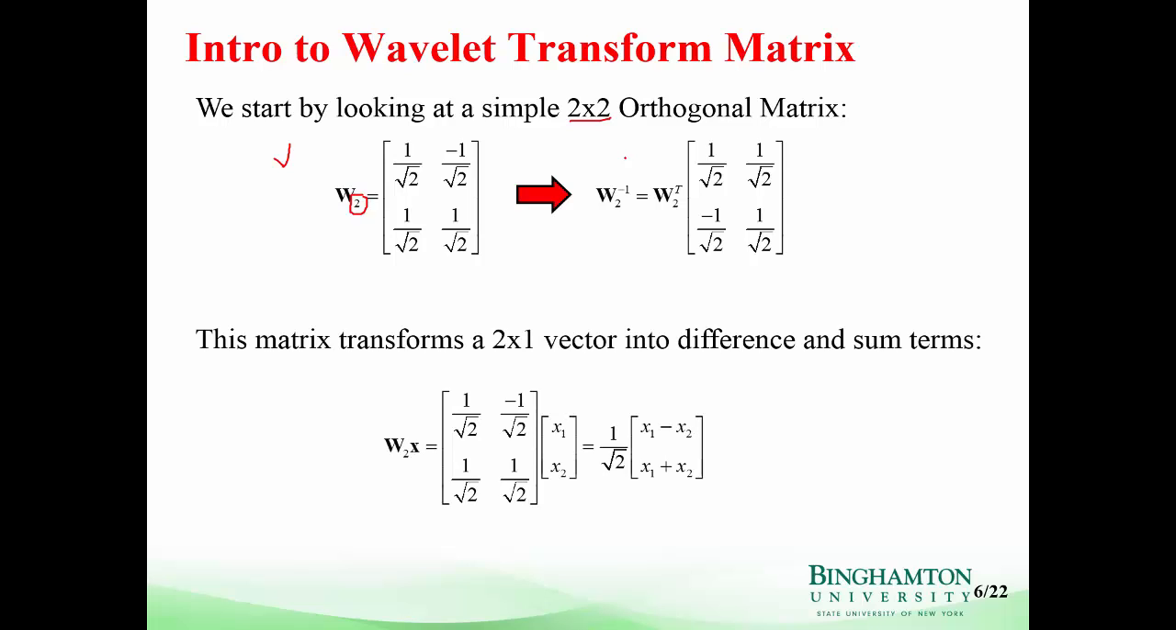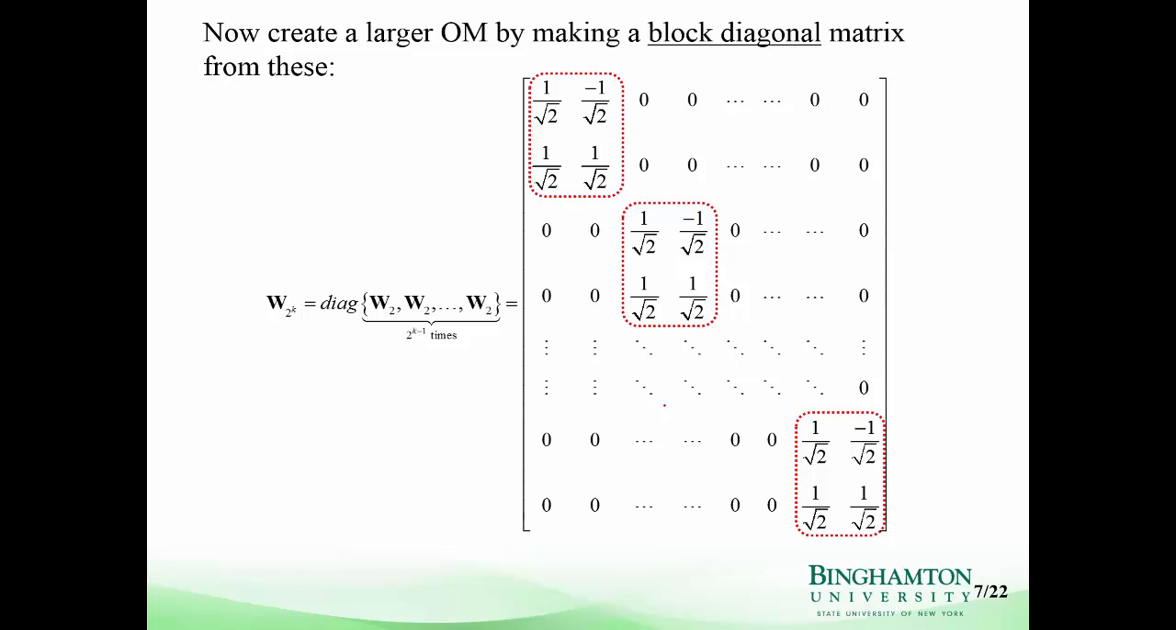If we look at what this matrix does, obviously, since it's a 2 by 2 orthogonal matrix, it can only operate on 2 by 1 vectors. If we do this multiplication by hand, we see that the first element is the difference between x1 and x2, and the second element is the sum of the two. Both of those results get normalized by dividing by square root of 2.